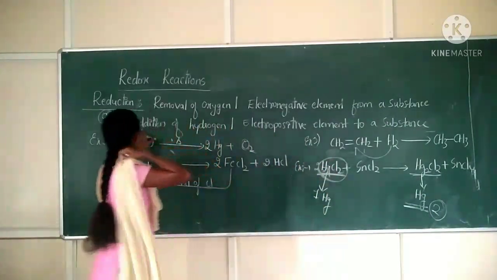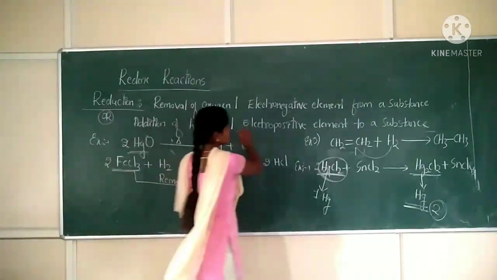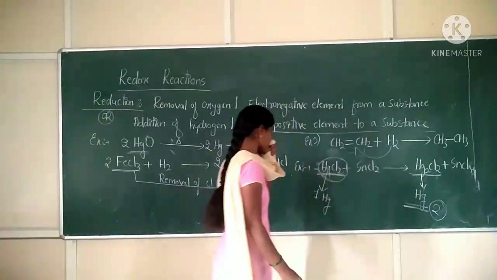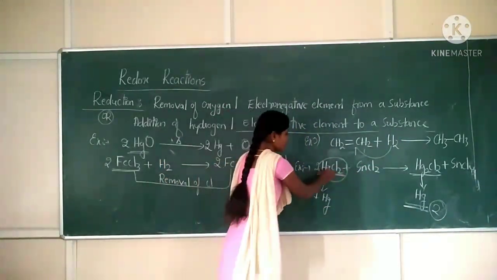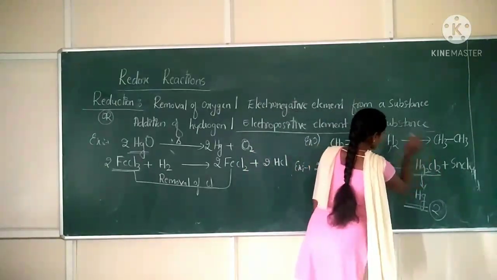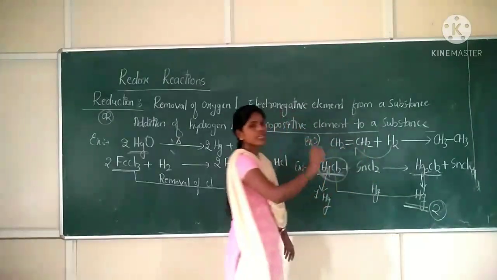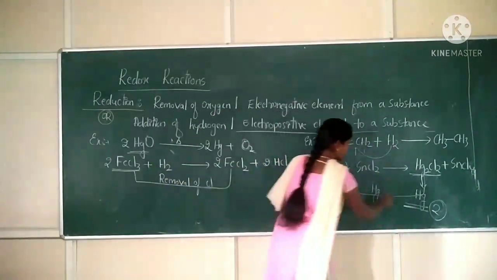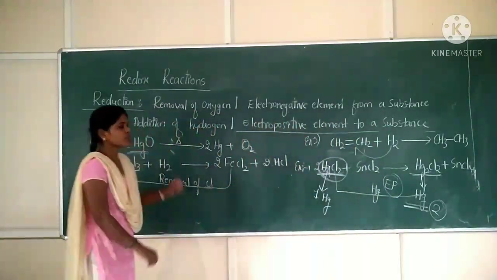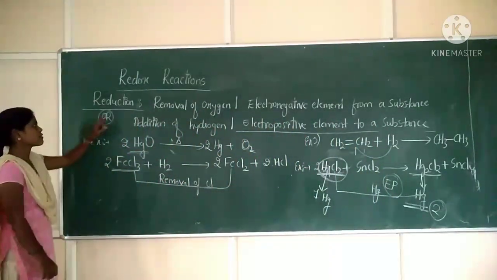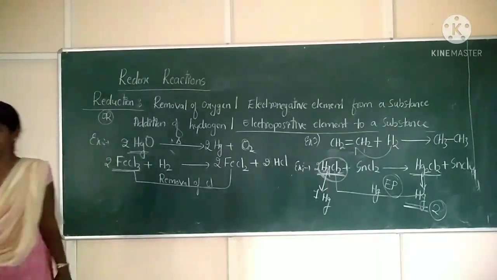Now what is the definition of reduction? Addition of hydrogen or addition of an electropositive element to a substance. HgCl2 will become Hg2Cl2. It means 1 mercury is added, and mercury is an electropositive element. So these are the examples and definition of reduction.